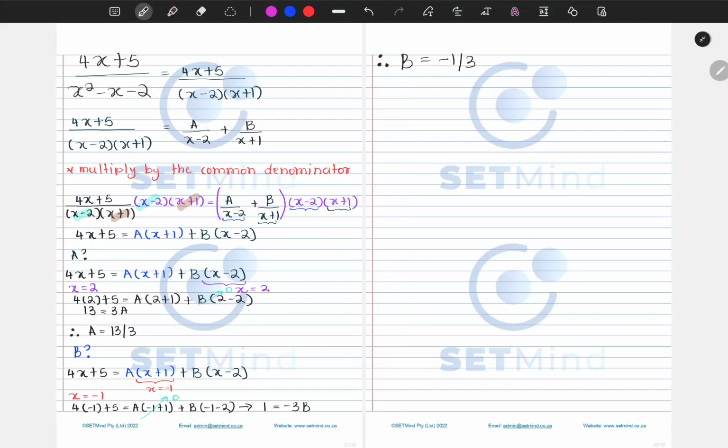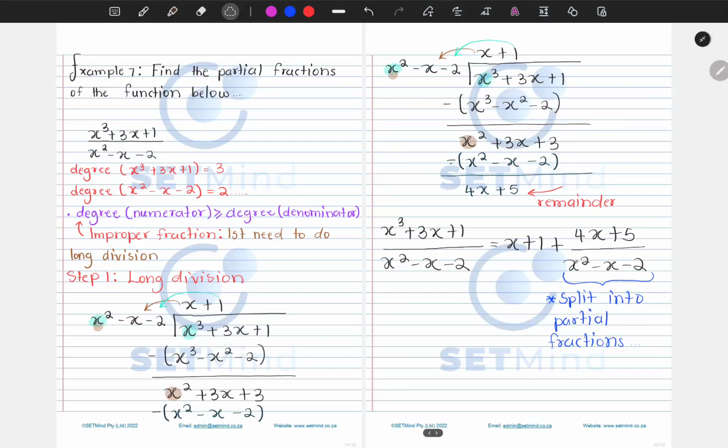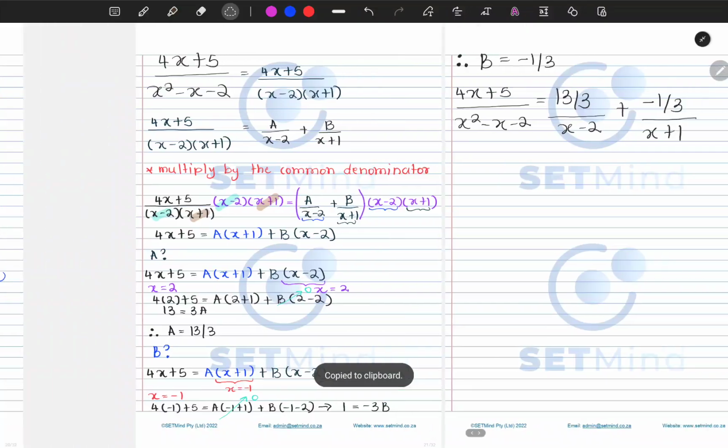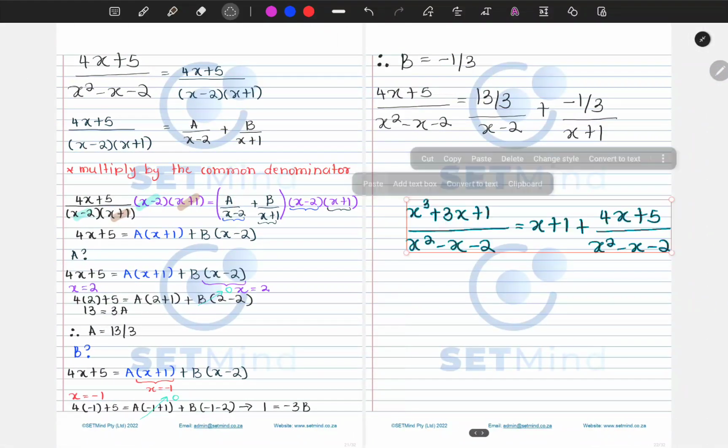We can go ahead and plug them back. So we have 4x plus 5 divided by x squared minus x minus 2. This will be equal to our a we found as 13 over 3, and this is x minus 2. And then our b is plus negative 1 over 3, all divided by x plus 1. But remember that the original question which we were solving, I'm going to copy now, was that. So we just need to plug back to the main answer now to finalize this problem.